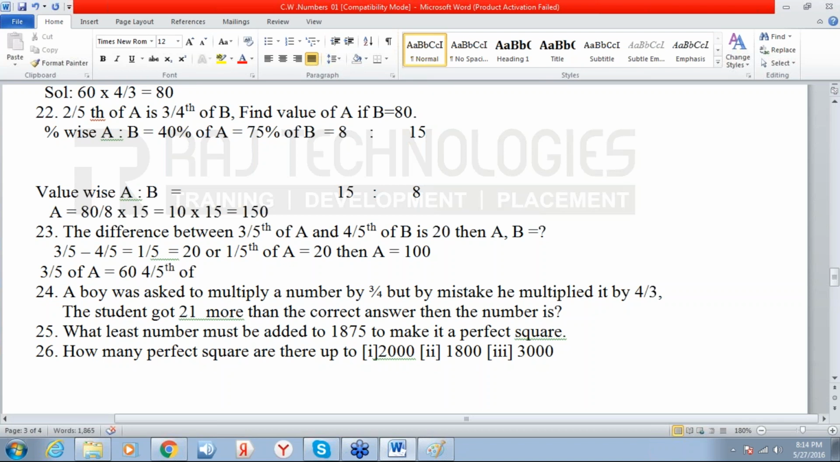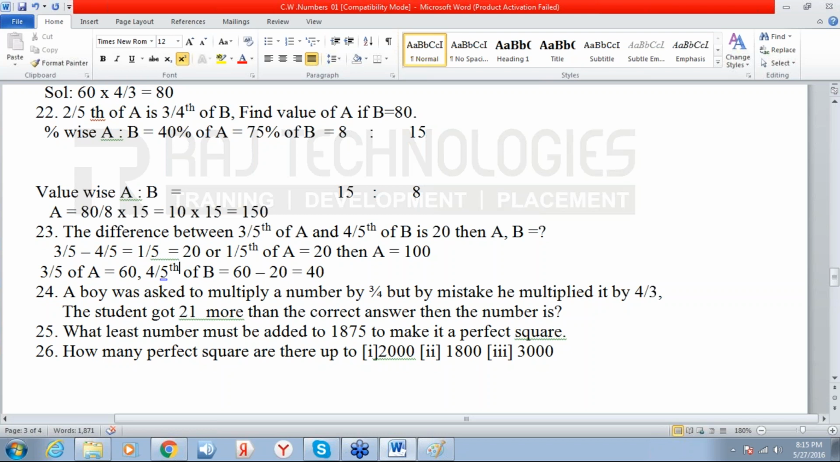No. 4/5 of B is equal to... 3/5 of A is 20 more than 4/5 of B. So 4/5 of B is the difference between 60 minus 20. So 60 minus 20, therefore 4/5 of B is 40.